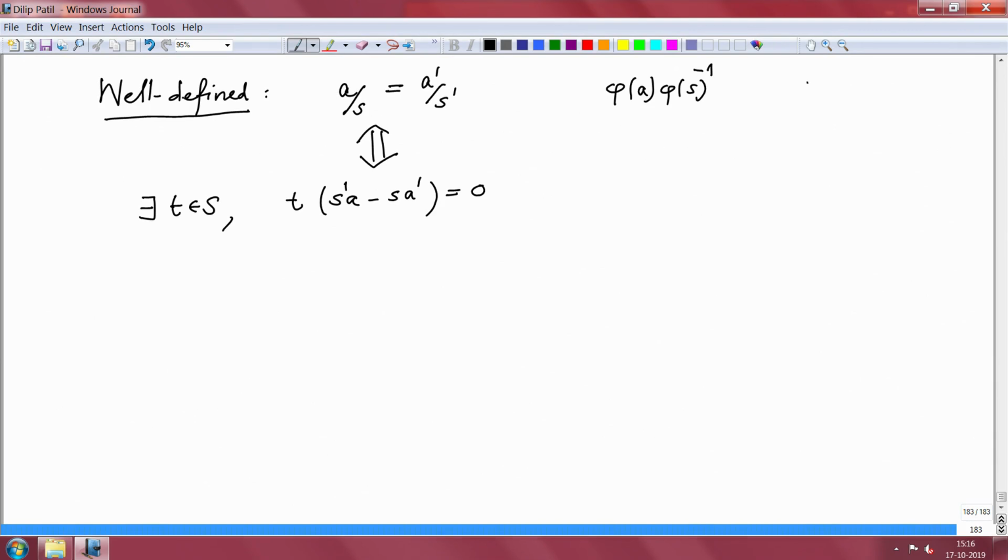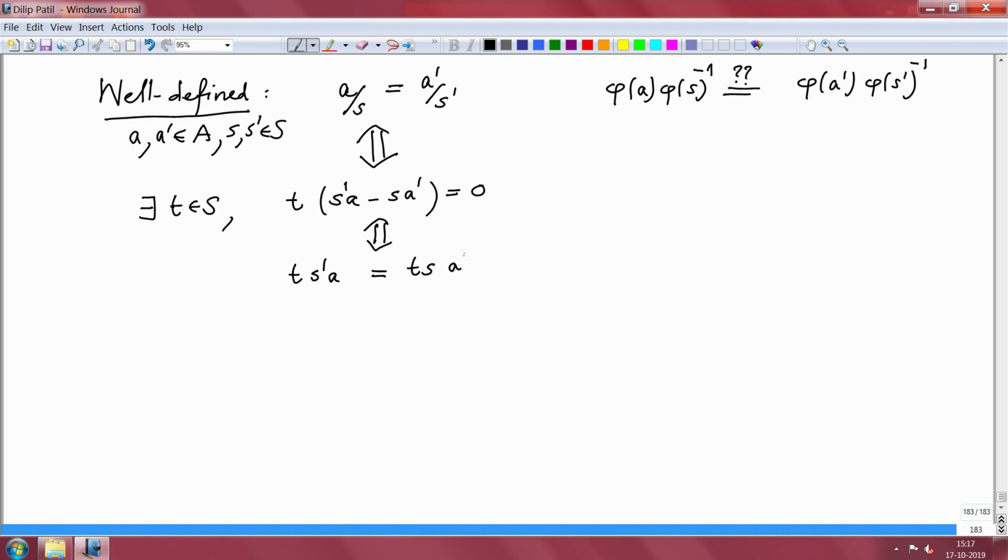This is what we have defined, and the other one is phi of A prime, phi of S prime inverse, and we want to check this equality here. A prime are arbitrary elements of A and S prime are elements of S. So let us see how we check this. Alright, so this is 0, that means, if and only if, T S prime A equals T S A prime.